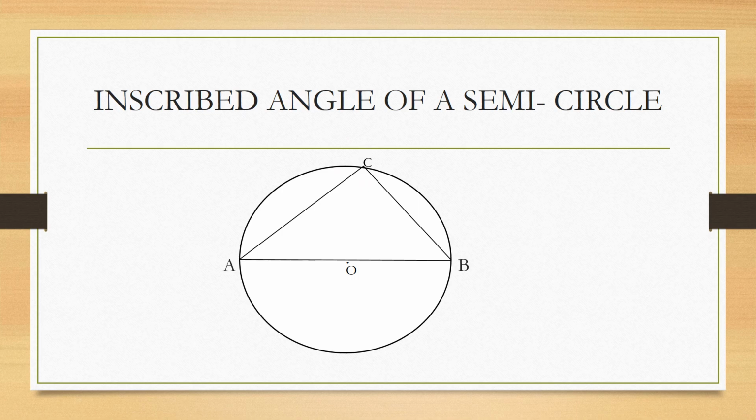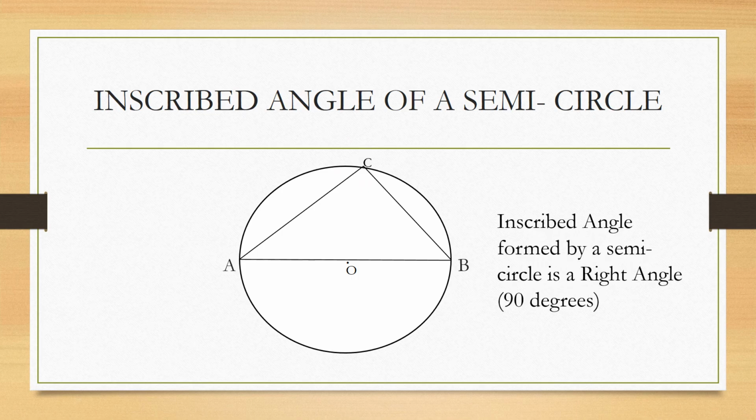Okay, we'll go on. An inscribed angle formed by a semicircle is a right angle. Right angle means 90 degrees. So the inscribed angle formed by this semicircle, the angle formed here, is a right angle, angle 90 degrees.